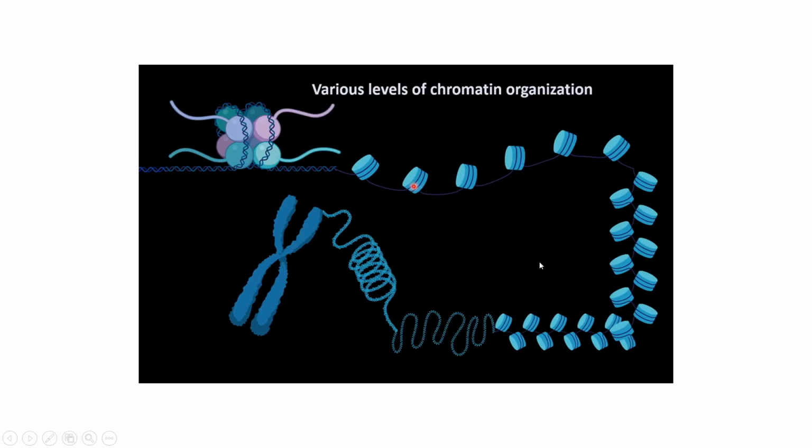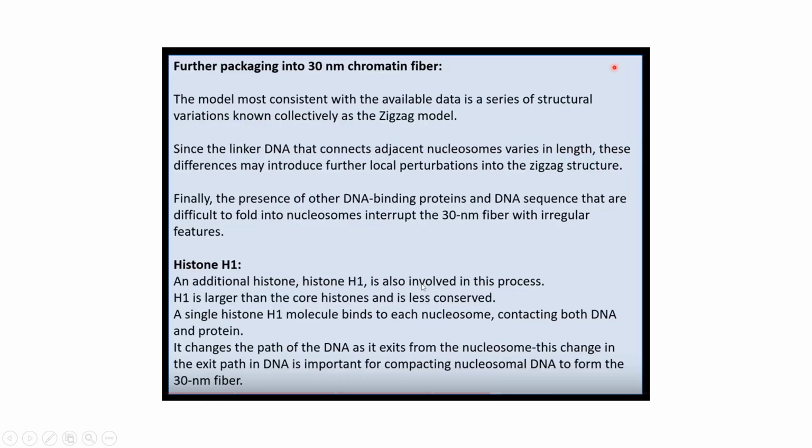So at some places there will be a very compact structure. At some places two nucleosomes will not be close enough to each other. Okay, so that is how there will be unequal arrangement of the nucleosomes during the compactness process. So that is why the zigzag pattern is generally observed during the compaction of the DNA into a chromosome.